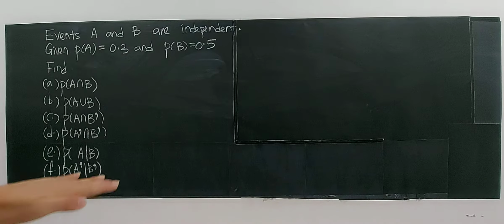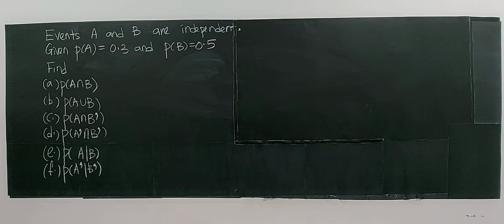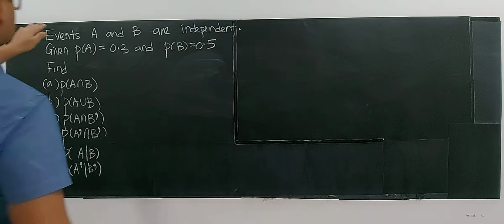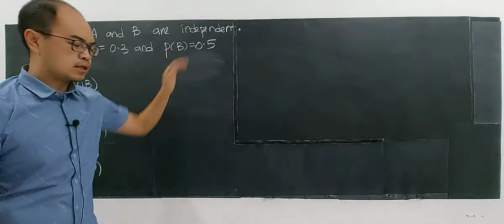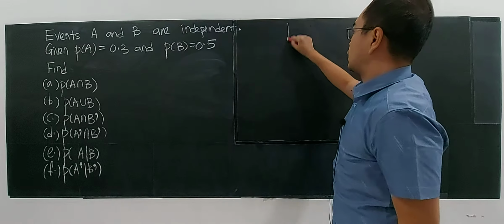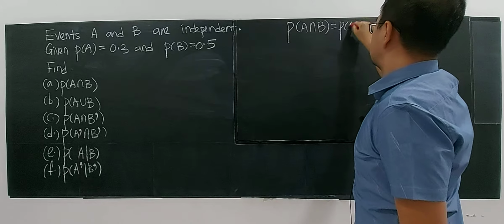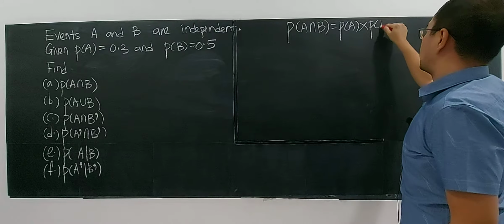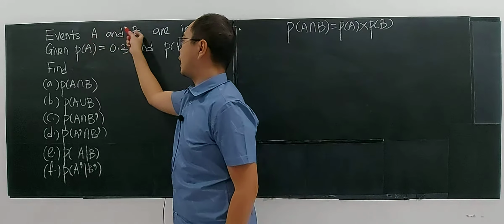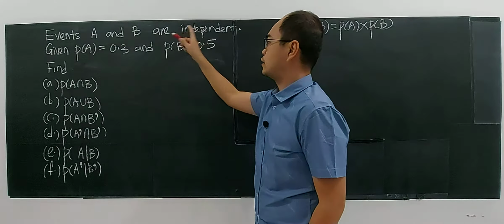Before finding all this, you must always remember what I said in my video lesson when I talked about independent events. If events A and B are independent, independence means they will follow the multiplication rule. But if events A and B are not independent, they will not follow this formula. Since they already tell you that events A and B are independent, you know that this will follow the rule here.